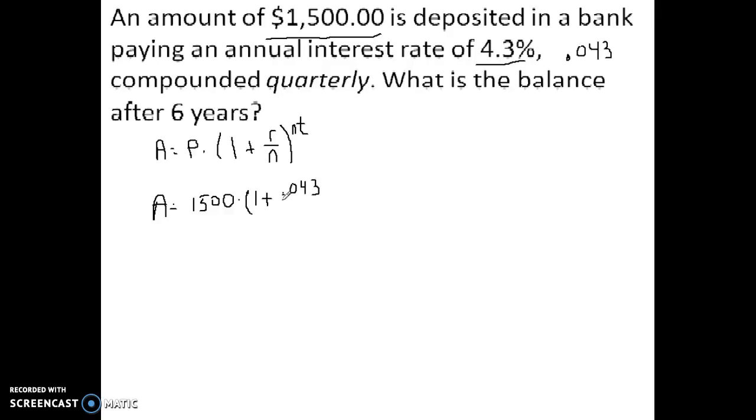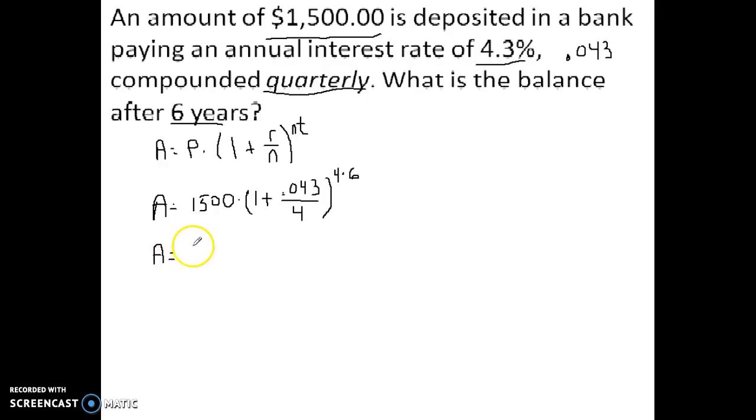So the next step is to find what my N is, because N shows up in two different spots. My N is how many times I am compounding. I'm compounding quarterly, so my N in this case will be 4, from the previous table we showed you. So I'm going to put 4 into this denominator here, and then up in my exponent I have a 4, times how many years this is going to be compounding for. It's going to be compounding for 6 years. So I'm going to take 4 times 6.